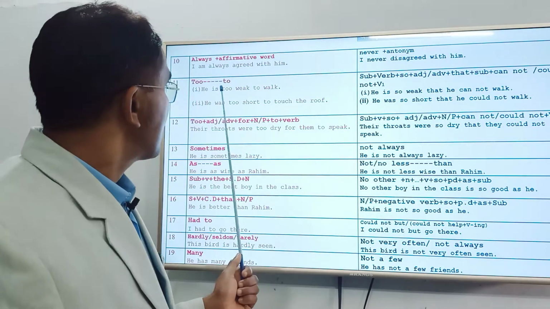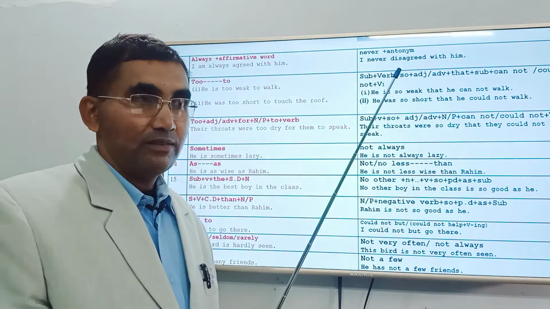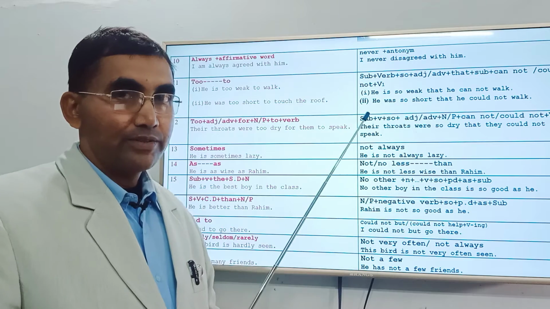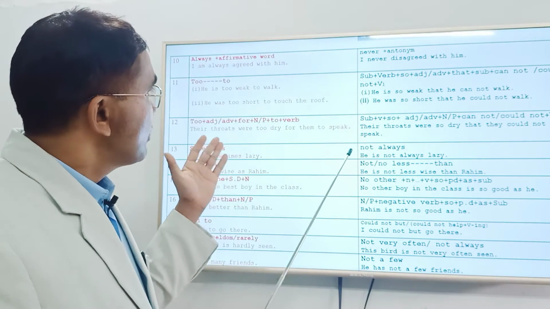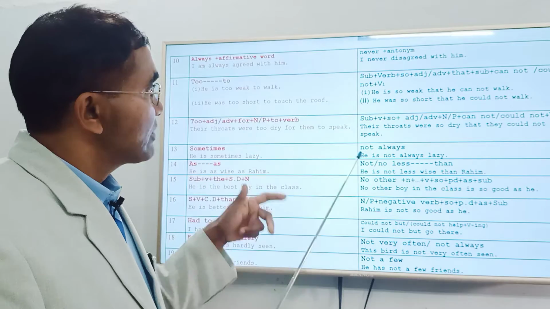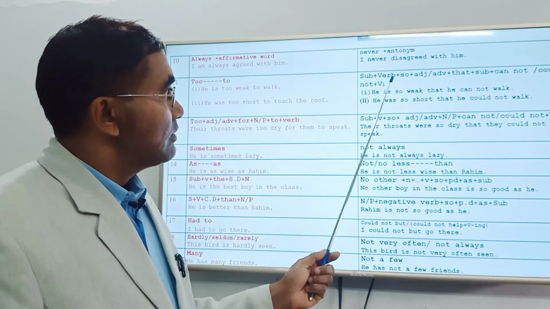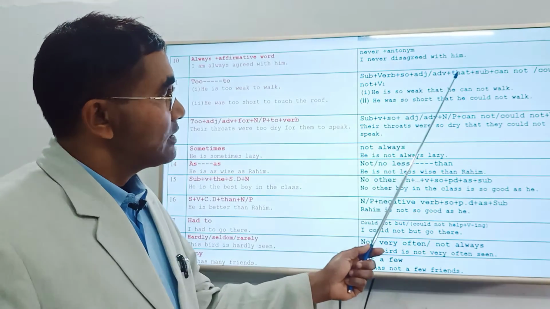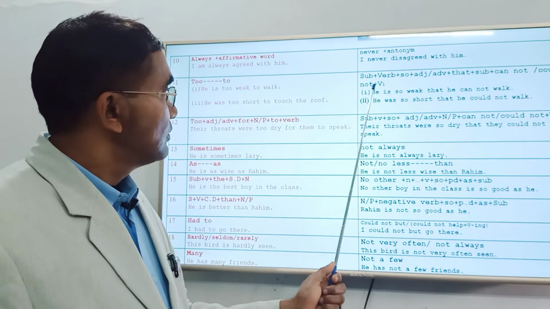Too plus adjective. We generally find this structure in a simple sentence with too. So if we want to transform it into a negative one, we'll have to follow this structure: subject plus verb plus so, adjective or adverb, plus that plus subject plus cannot or could not plus V1 of the verb.